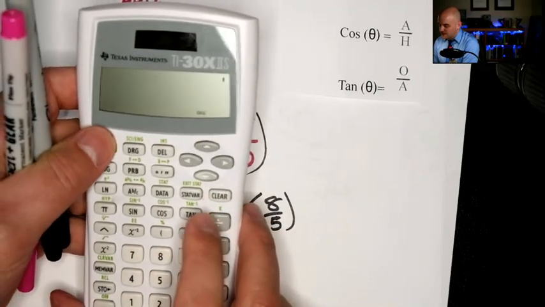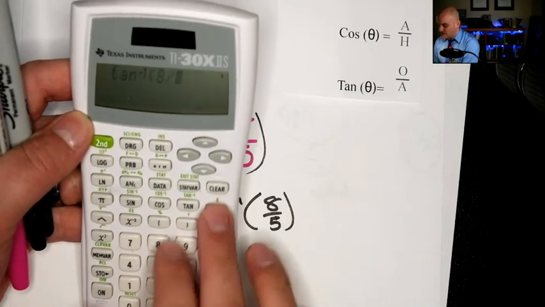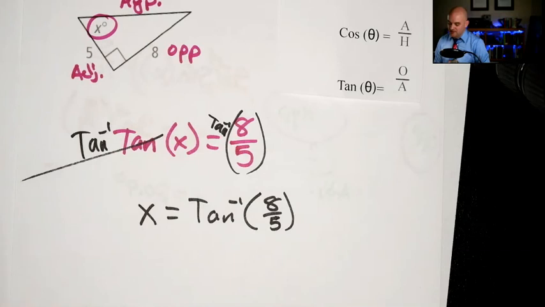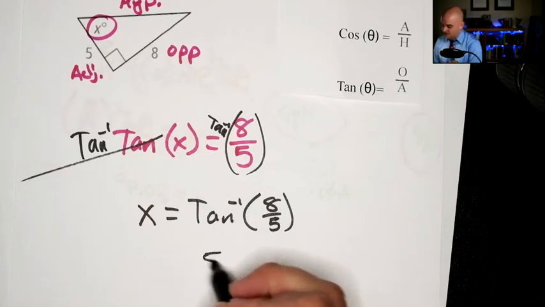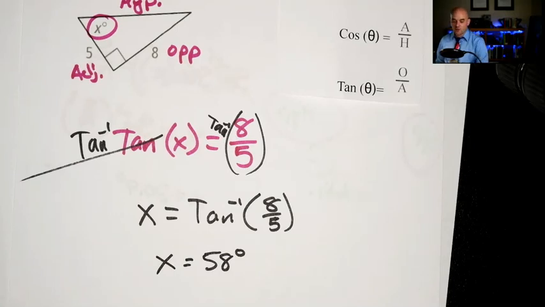So clear that out. Second tan will give me tan inverse. And then I'm going to do 8 divided by 5. Hit enter. And I get 57.99, or you can just say 58 degrees in this case. That's your value there for x.